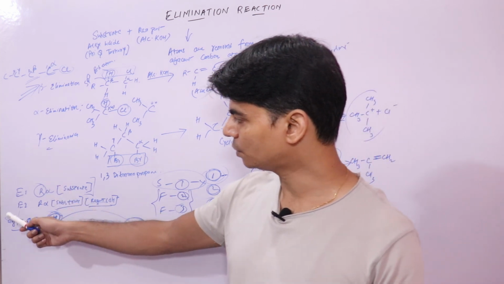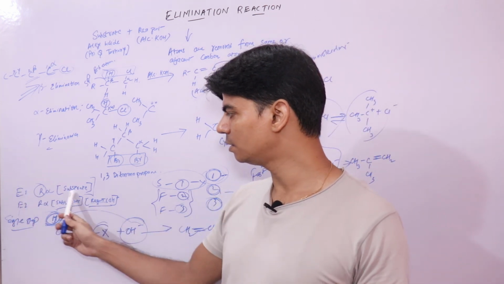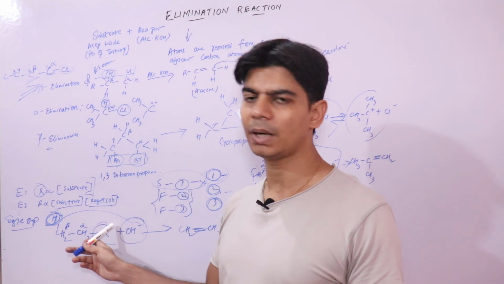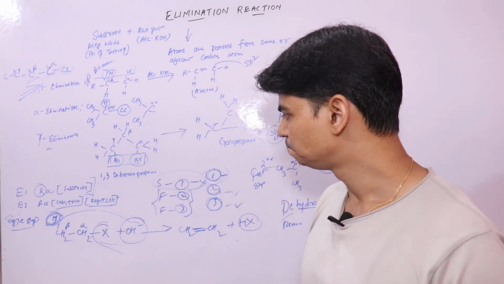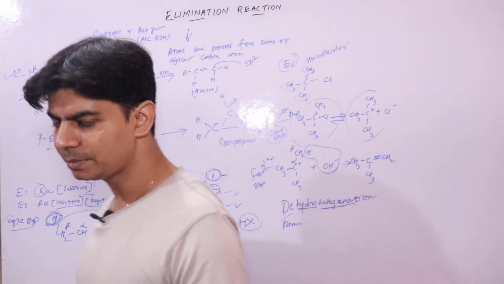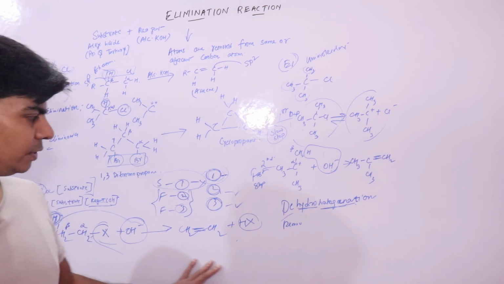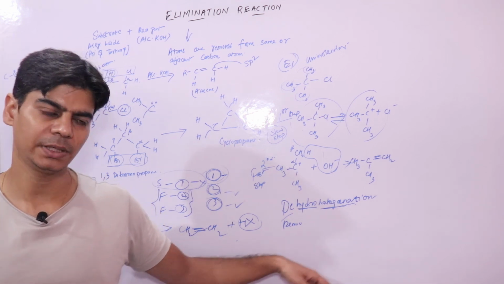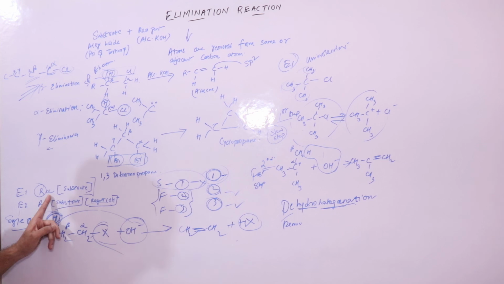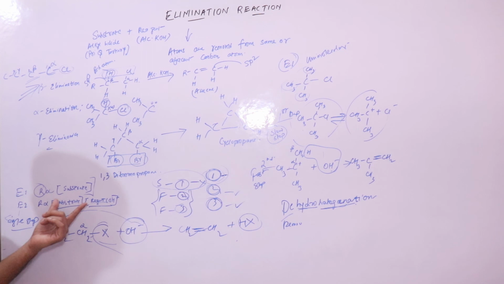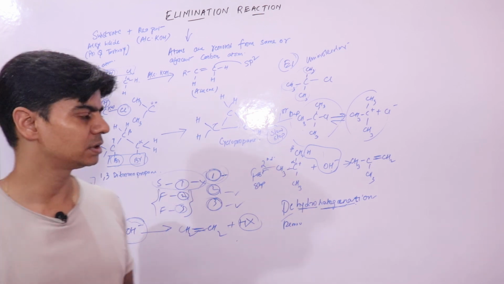Then you have two types of elimination reactions, E1 unimolecular and E2 bimolecular, and the example we have taken is dehydrohalogenation reactions. E1 is your two-step reaction, E2 is your single-step reaction. And remember, the rate depends on the substrate only in case of E1. In case of E2, the rate of reaction depends on the substrate as well as the reagent. I hope this is clear. Thanks.